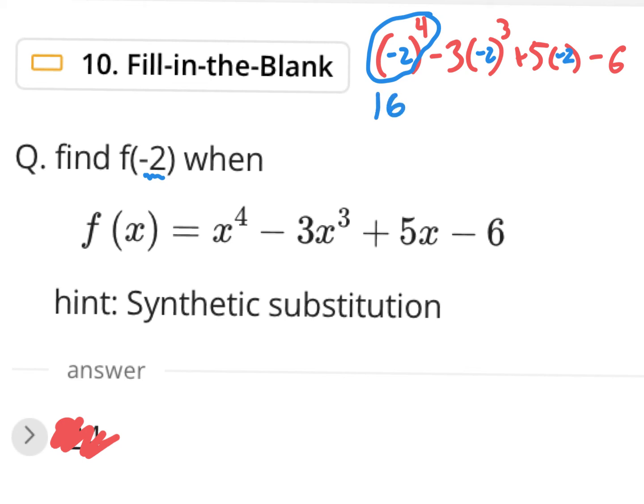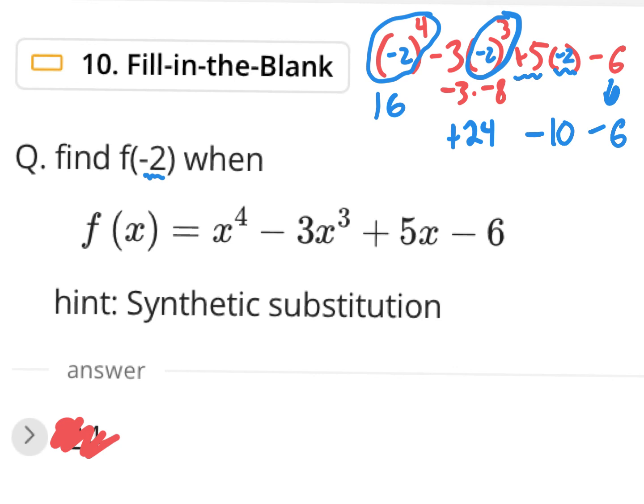Now, over here on this next term, you're going to do exponents before multiplying, so you have to do negative 2 to the 3rd power. That really is a negative 8. So what you really have on the second term is negative 3 times negative 8. And negative 3 times negative 8 is positive 24, so plus 24. So far we have 16 plus 24. But let's do the other multiplications before we add or subtract. So we do have over here positive 5 times negative 2. That is a negative 10. And let's bring down the minus 6.